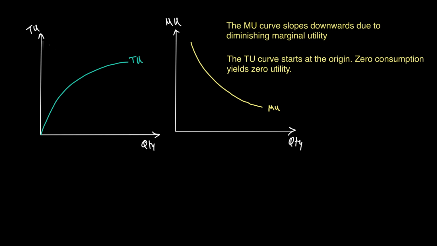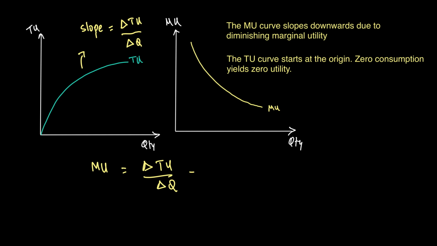In other words, if I find the slope of TU, the slope or gradient will be change in Y over change in X, which in this case is change in TU over change in Q. That simply means marginal utility is the extra satisfaction that I get from one additional unit, so MU is simply change in TU over change in Q, or in other words, it's the slope, or the rate at which TU is changing.